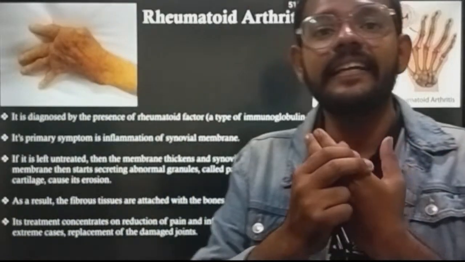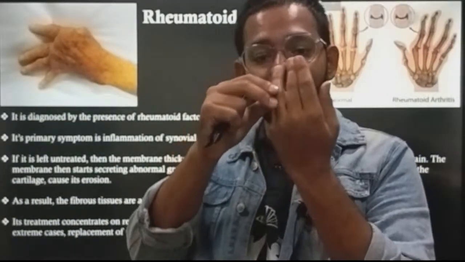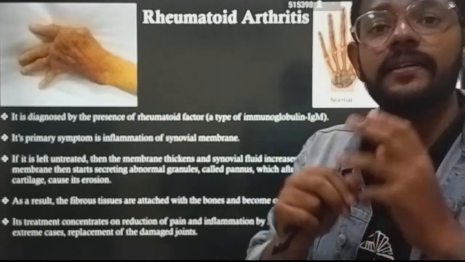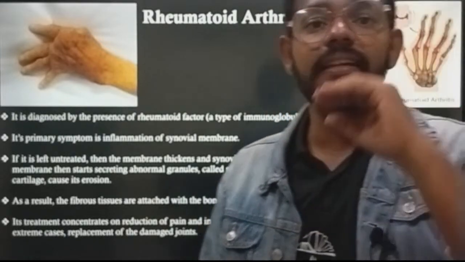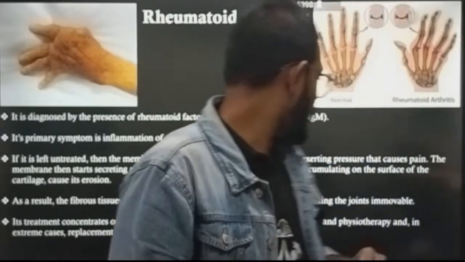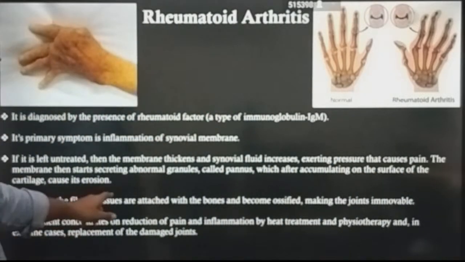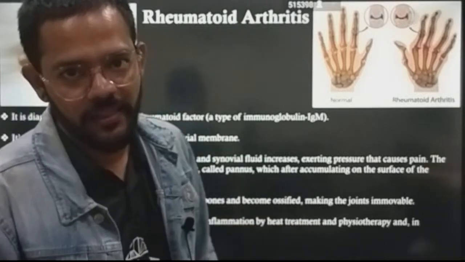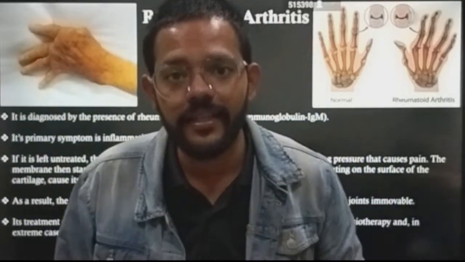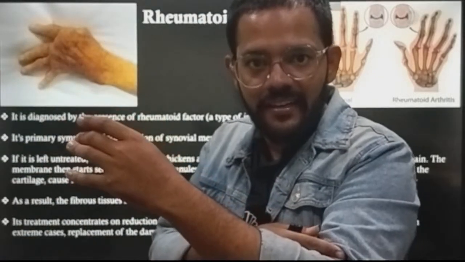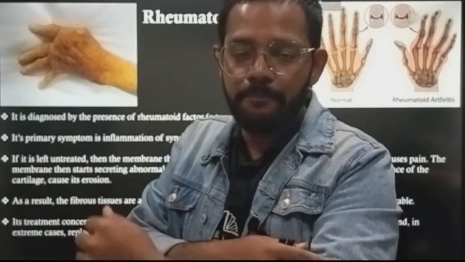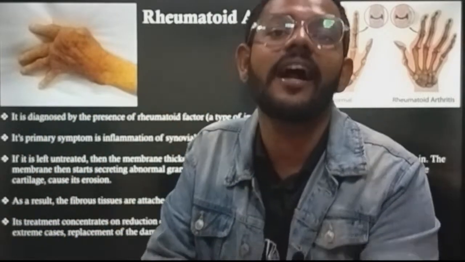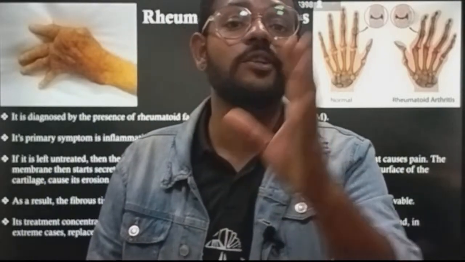Okay, this pannus is a solid mass, and when it rubs against cartilage and your bone, it may decrease the bone mass and bone density. Next is the result: the fibrous tissue attached with the bone becomes ossified, making the joint immovable. In rheumatoid arthritis, if a synovial joint is there and this disease happens there, then your synovial joint can convert into fibrous or cartilaginous joints, and their movability is lost.